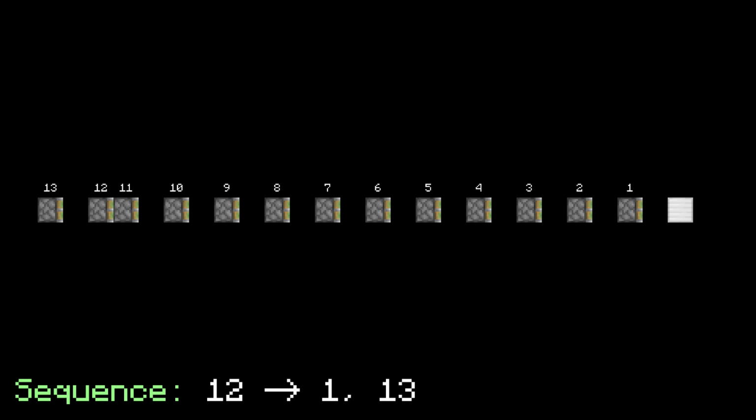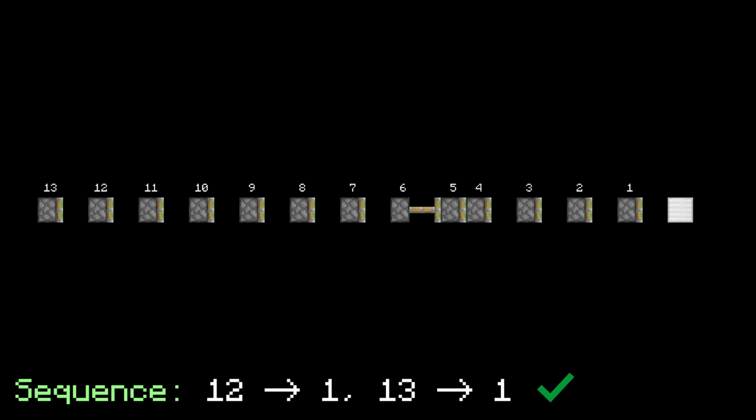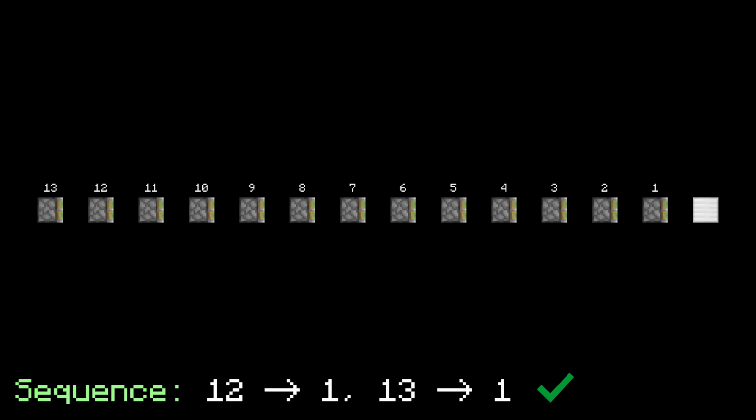But we can just extend number 13 to kind of push the problem along, and then extend number 12, 11, 10, all the way to 1. And just like that, we've created an extension sequence for a 13-piston extender. The sequence goes from 12 to 1, and then 13 to 1. Let's keep going with this.